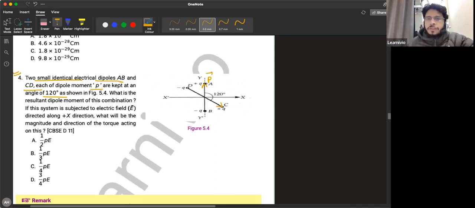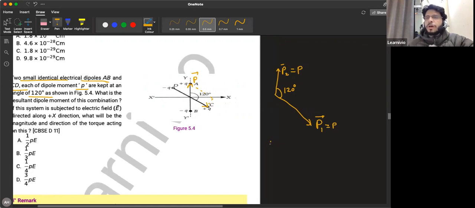So first calculate the net dipole moment. For this, you can complete the parallelogram. See, this is one dipole P, this is the second dipole P, and they are acting at an angle of 120. So you first have to calculate the resultant. Let's call this P1 and this P2. Both have the same magnitude, but their directions are different. So let's add them up vectorially. To add them up vectorially, you need the parallelogram law.